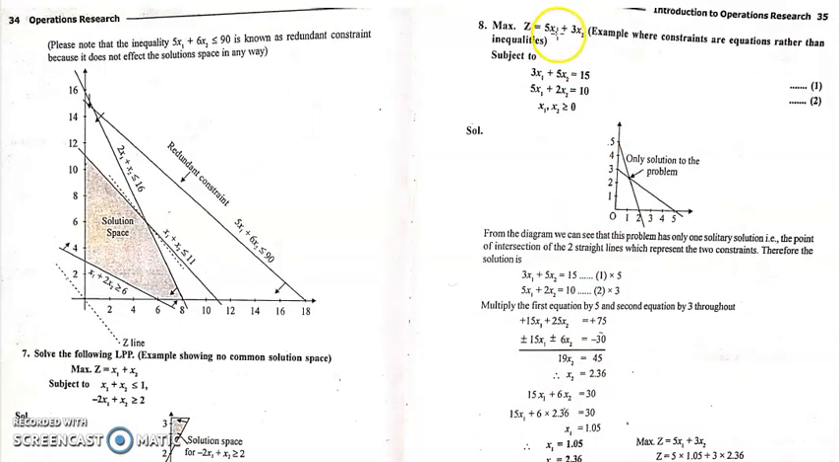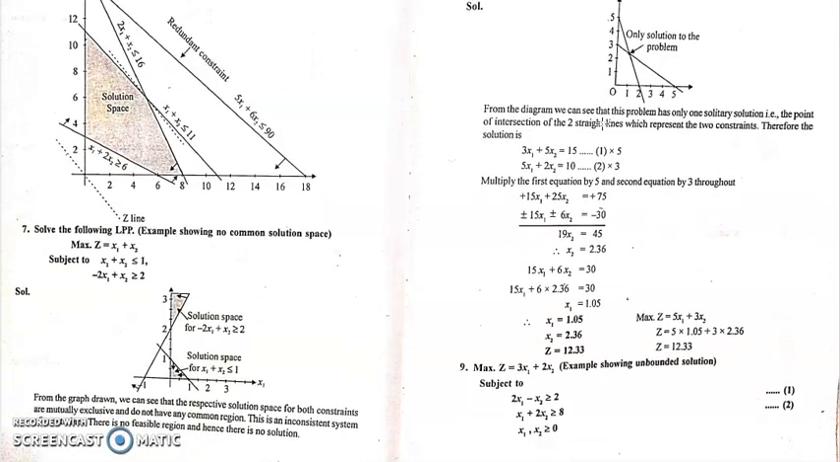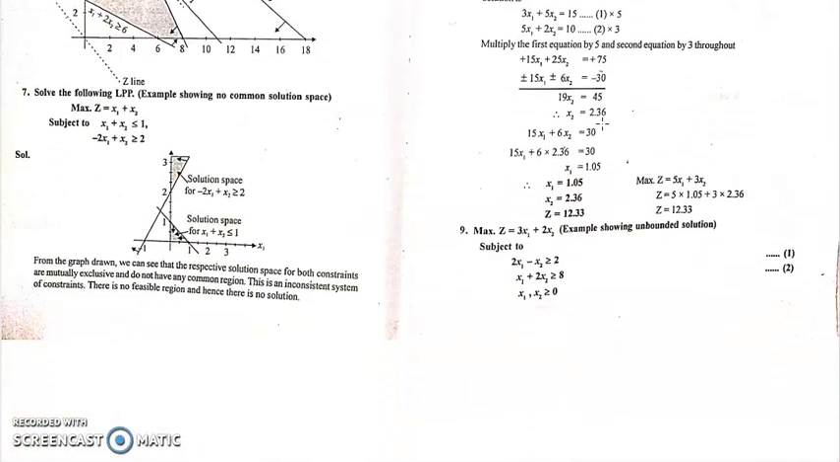After getting x1 and x2, put in the main equation, that is z. So 5x1 plus 3x2. Put the value of x1 and x2, that will be the maximum value of z, which is 12.33. So this is the solution, and x1 and x2 coordinates are these two. Okay, this is the problem where the constraints are in the form of equations, not the inequalities. Clear everybody?